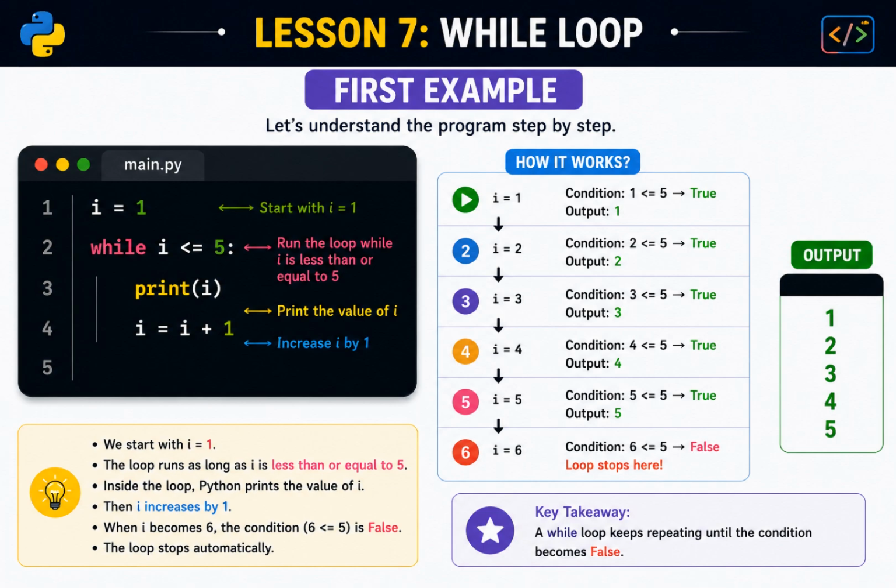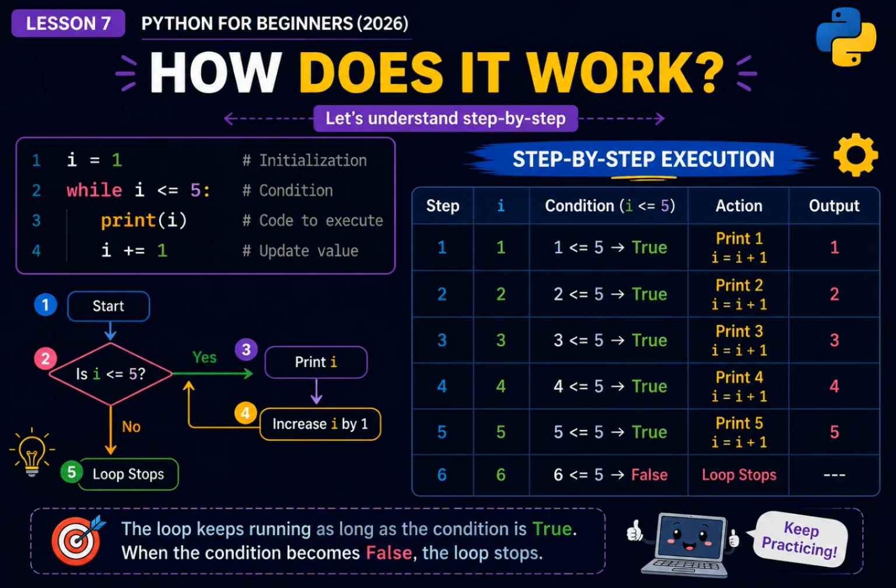So let us understand how it works step by step. i is equal to 1 first. The condition is true. Python prints 1. Now i becomes 2. Again the condition is true. Python prints 2. This continues until Python prints 5. After that i becomes 6. Now the condition is false. So the loop ends here. This is how the while loop works.